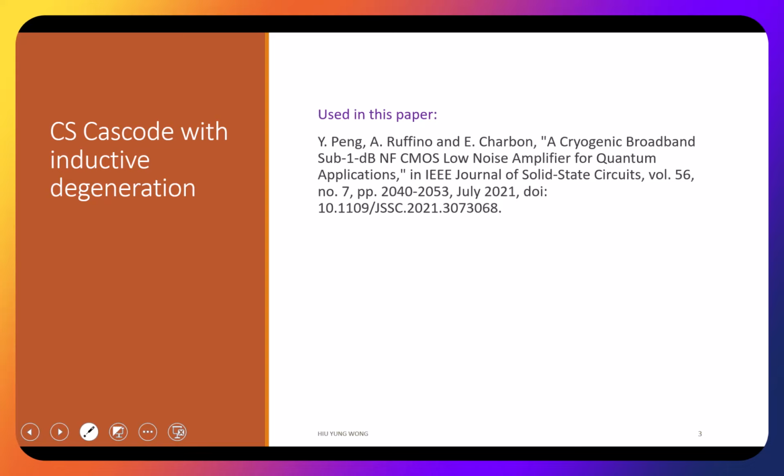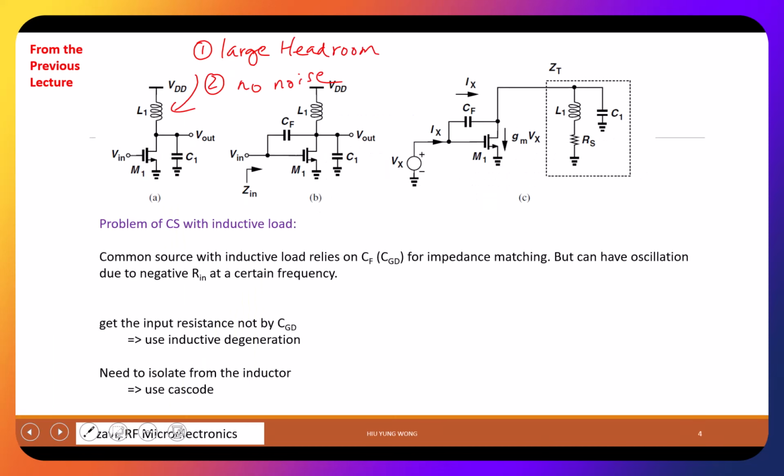CS1 Cascode, CS Cascode with inductive degeneration to achieve lower noise figure. Of course, their design is more complicated, but here we just try to learn the basics based on Razavi's book, right? Last time we were talking about a regular common source, and using the inductive load to match the input impedance.